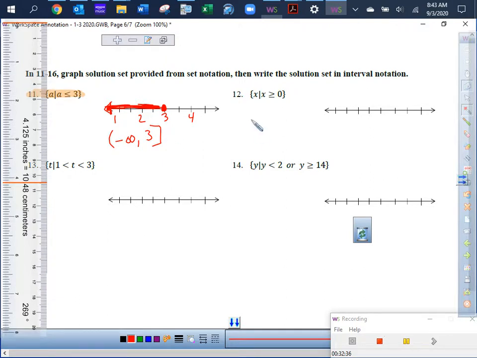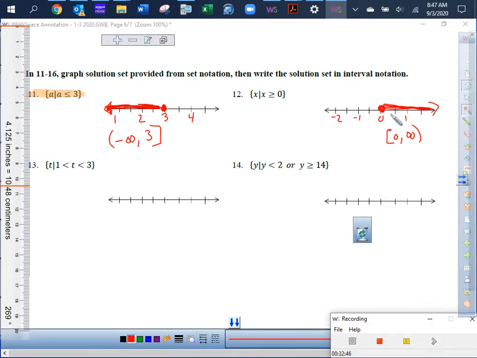Please graph number 12 and then put it in interval notation. So remember to put your scale on there. And that was greater than or equal to 0. So 0 counts. He's included, is where you'd start that guy, and it goes on forever and ever and ever. 1 ray, 1 interval. There was an arrowhead, so an infinity was involved somewhere.